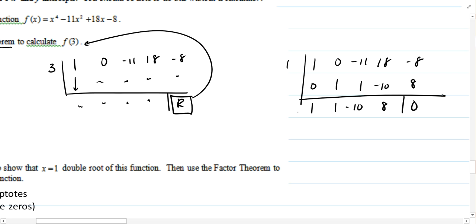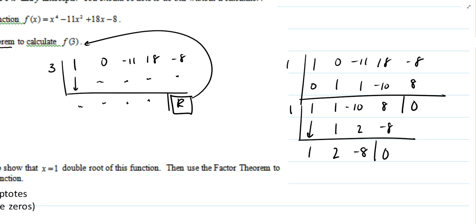Normally we would test for other factors at this point, but we've been given a hint that there's a double factor at 1, so I'm going to use the number 1 again. If I continue the synthetic process by bringing down this 1 and multiplying, adding those two together, and multiplying, we also see that the remainder is 0 here as well. Now what this tells me is that with 1 as a solution, the factor x minus 1 is a component of the factored result. And the factor x minus 1 is a second component of the result.